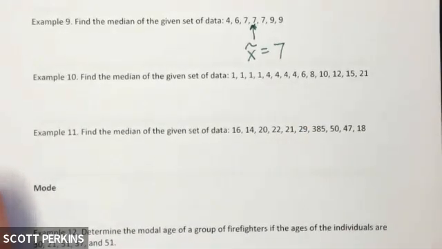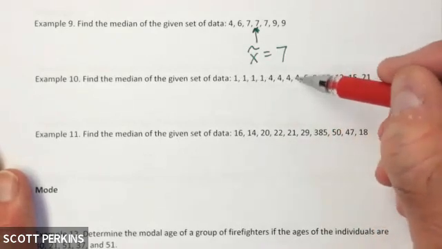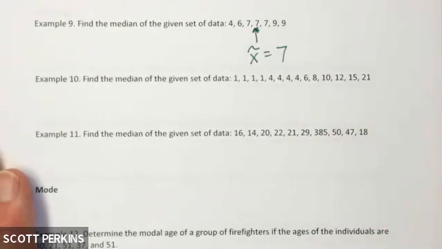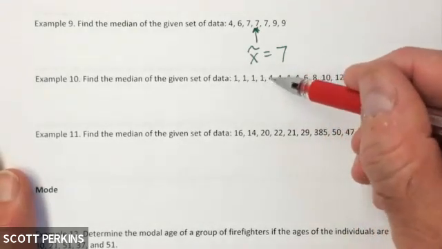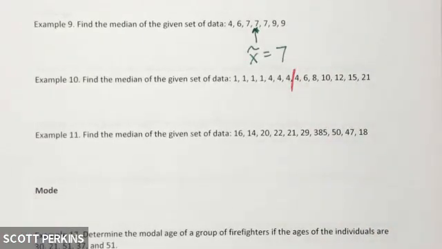Okay, again, I've ordered the data for you. That makes this take a little less time. So we have 1, 2, 3, 4, 5, 6, 7, 8, 9, 10, 11, 12, 13. We have 14 values. So that means I'm going to have 7 on each side. So 1, 2, 3, 4, 5, 6, 7. So I'm going to cut that right there. So I have 7 values on each side.